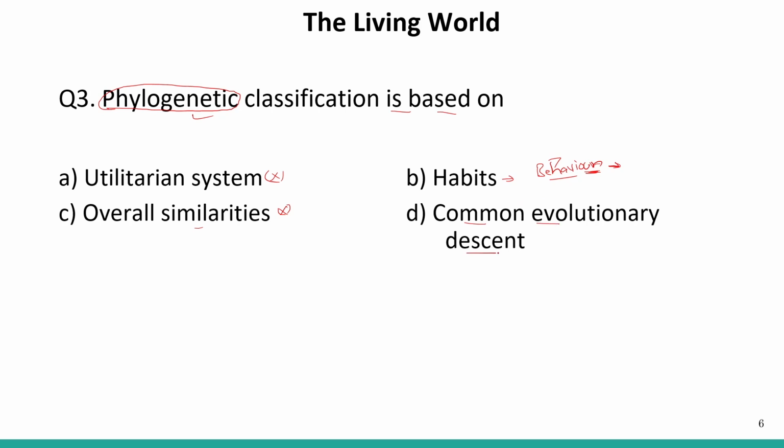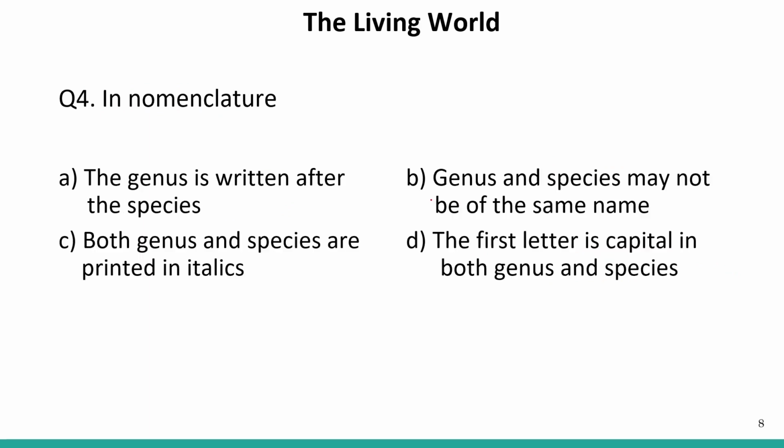Common evolutionary descent. Phylogenetic classification means we are talking about the evolutionary relationship. This is known as phylogeny. So what should be the answer? Common evolutionary descent.